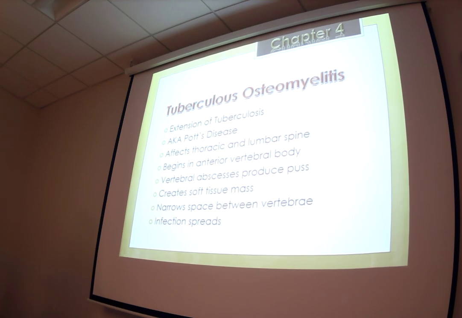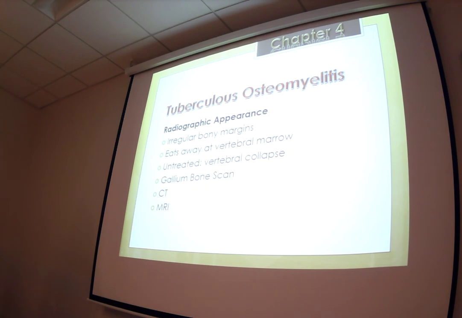This varies from bacterial osteomyelitis in that there is no new bone growth. So radiographically, you're going to see irregular bony margins. They will then eat away at the vertebral marrow. If untreated, you're going to have a lot of vertebral collapse.